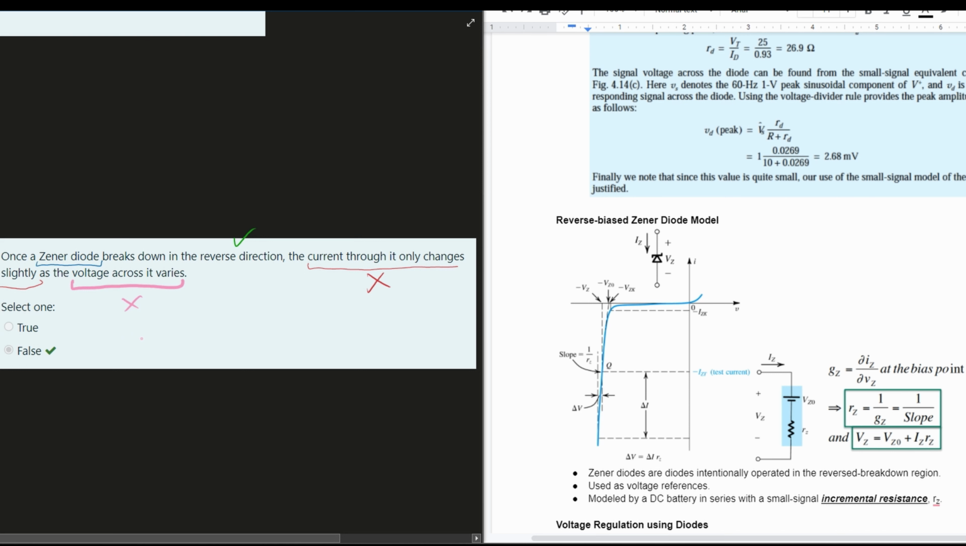If it were to say once a Zener diode breaks down in the reverse direction, the current through it varies as the voltage only changes slightly, that would be correct. So if we were to flip the two phrases, that would work. However, since it's not, it is false.